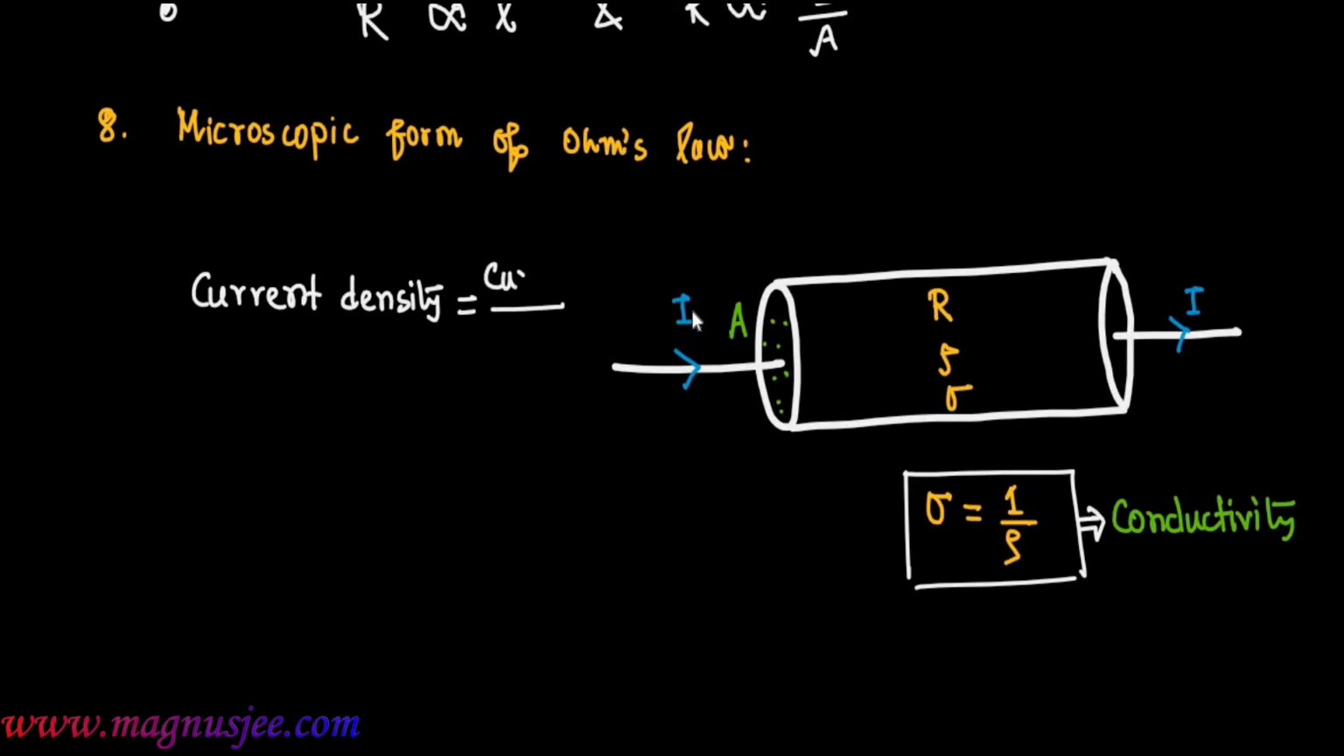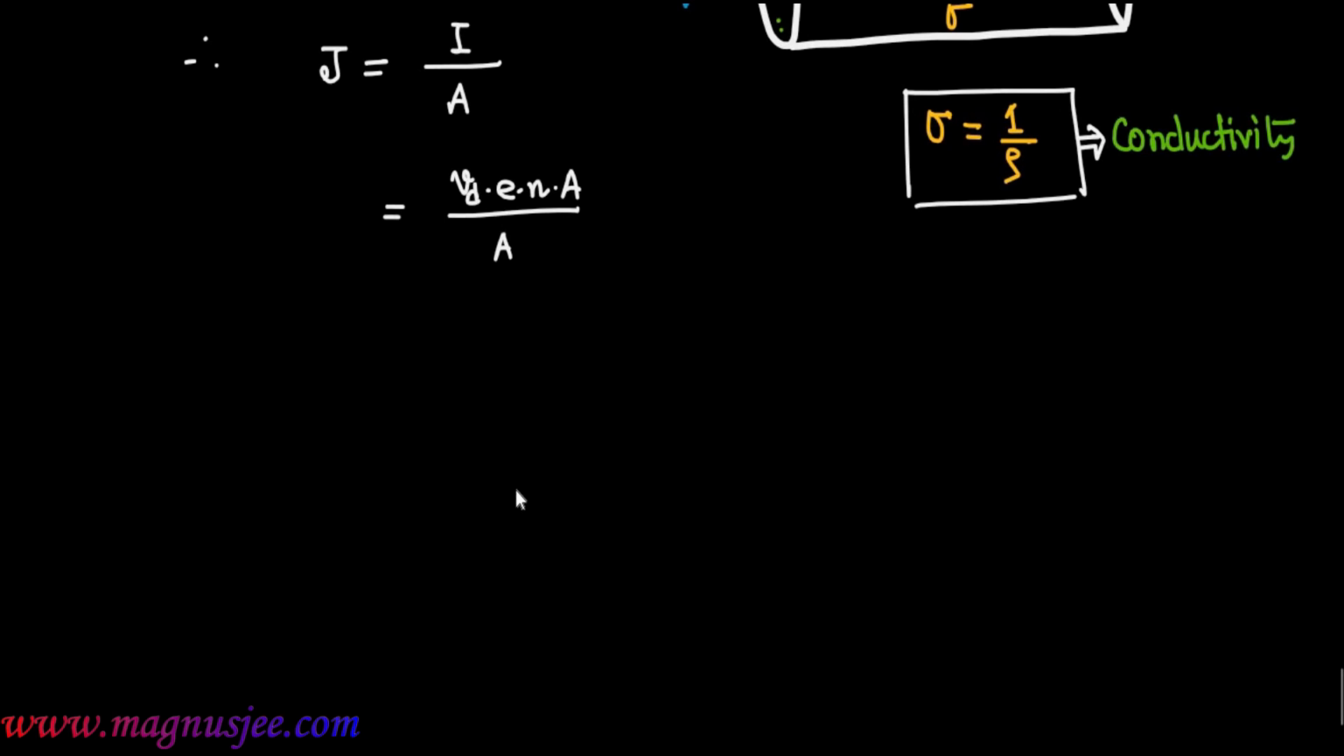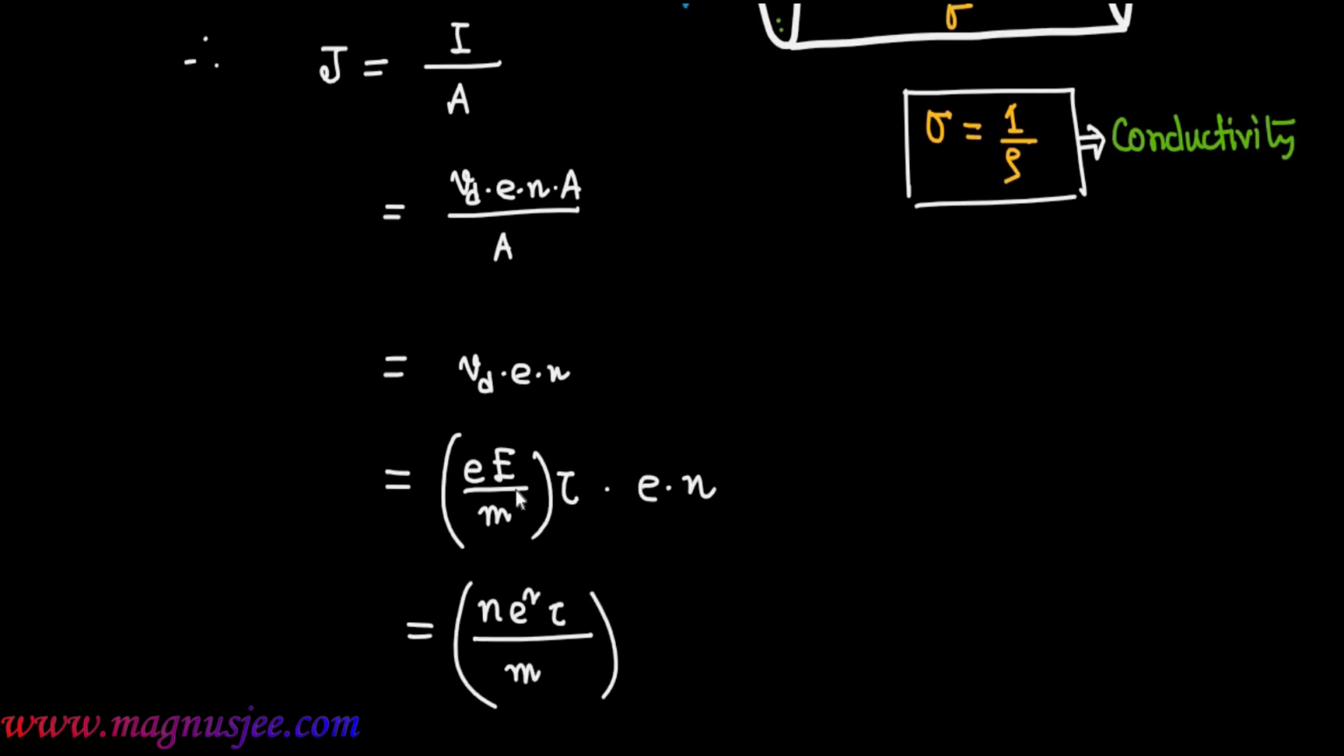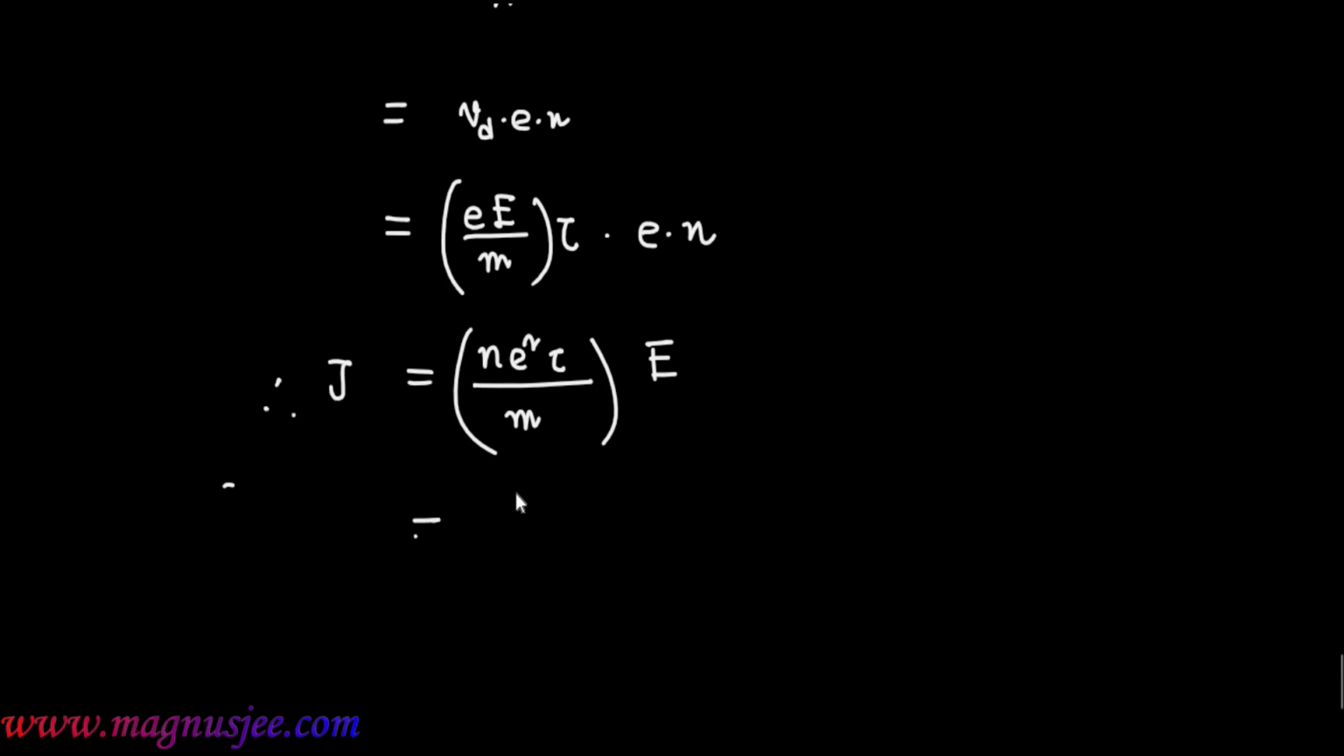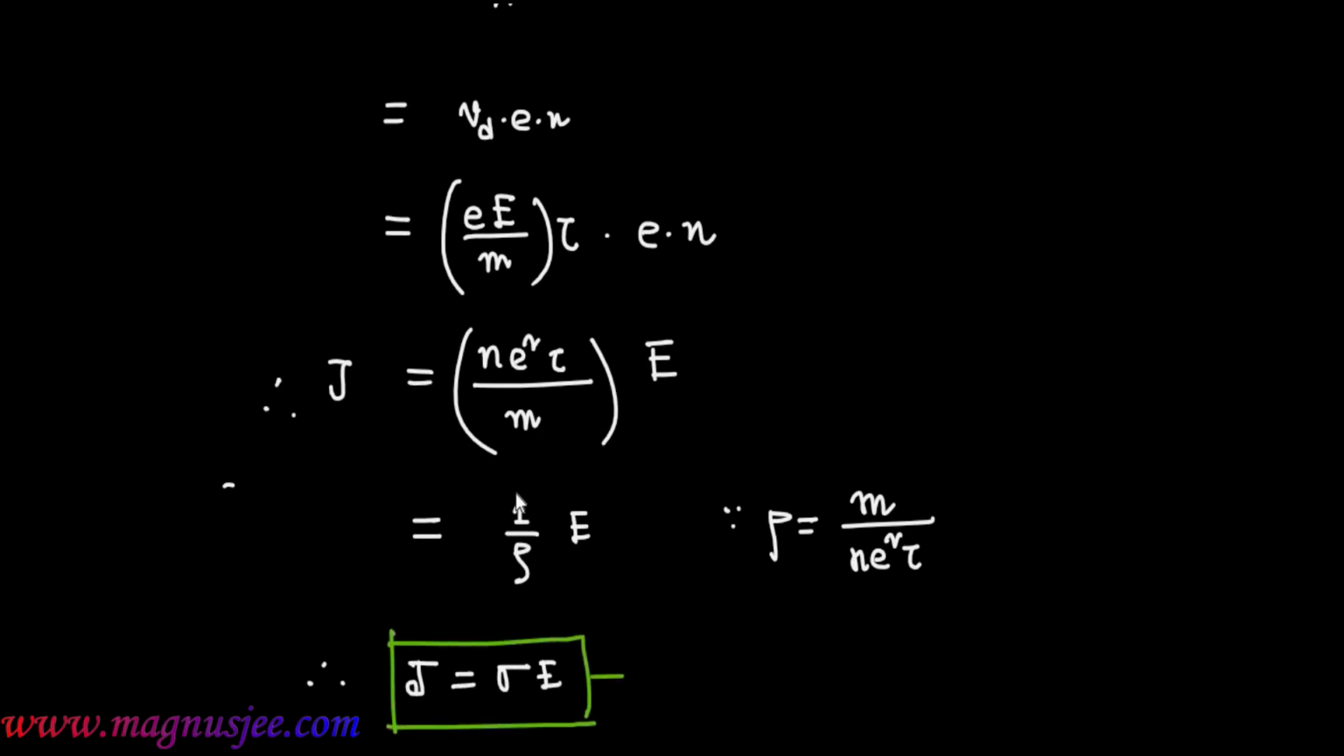Now we know that the current density of the conductor is the electric current divided by area of cross section. Therefore, J is equal to I by A, putting the expression of current, which is v_d e n A divided by A, we get J as equal to v_d, e, n, where small n is free electron density. Finally, we get J equal to n squared tau by m into E. Therefore, J is equal to 1 by rho into E, where rho is equal to m divided by n squared tau, which is the resistivity. Finally, we get J equal to sigma E, which is the microscopic form of Ohm's law. That is, current density is numerically equal to the product of conductivity sigma and electric field intensity E.